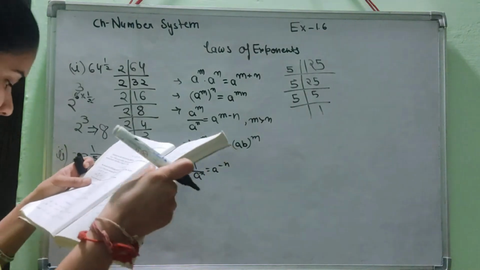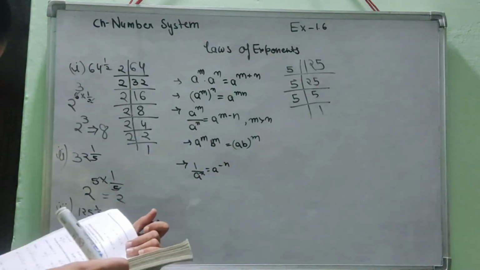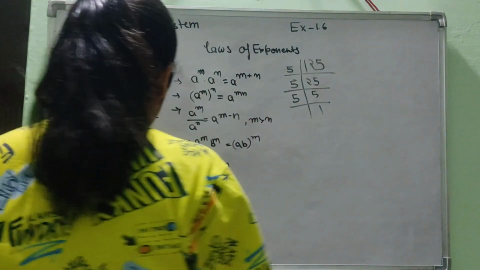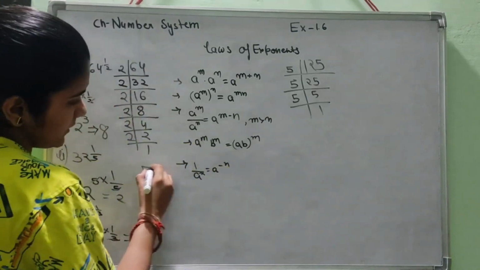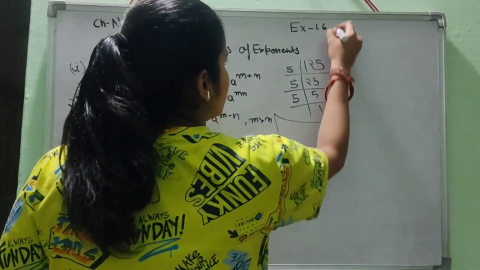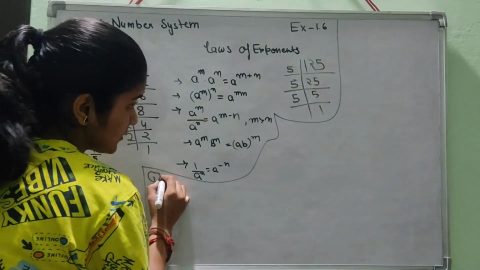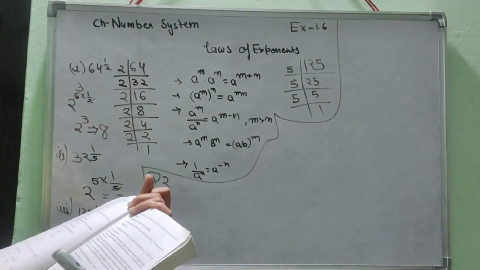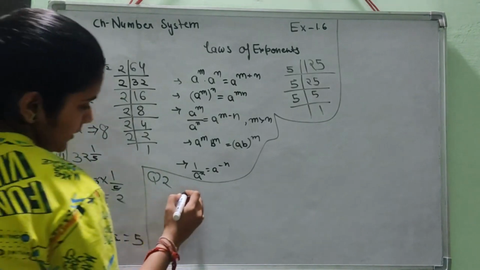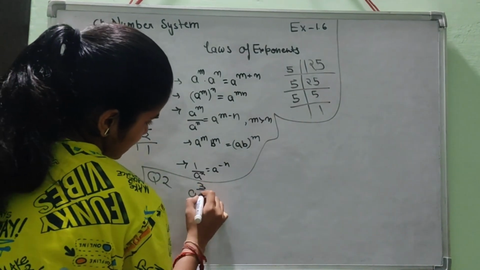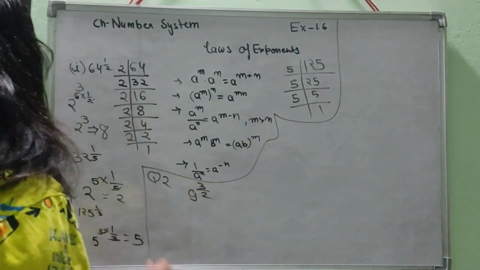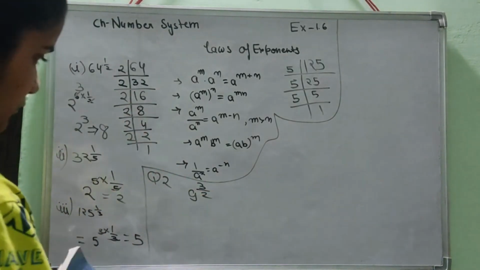The first question has been added. The first is completed. Question number 2. Where should I start? I think I should start from here. Question number 2: find 9 to the power 3 by 2.